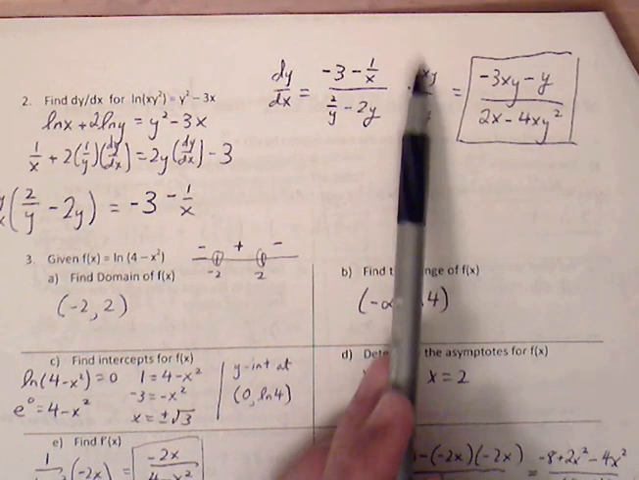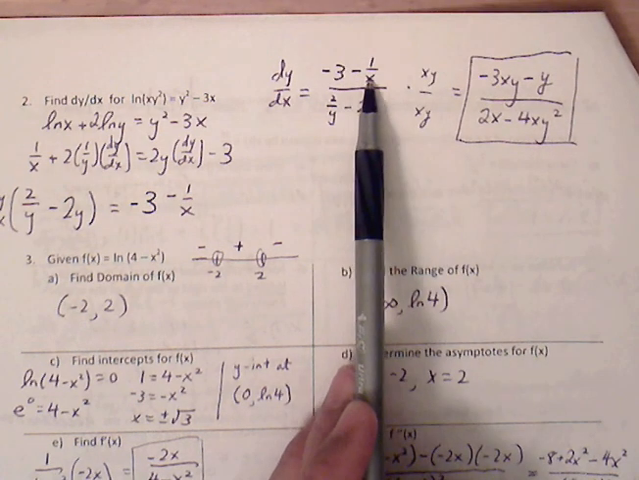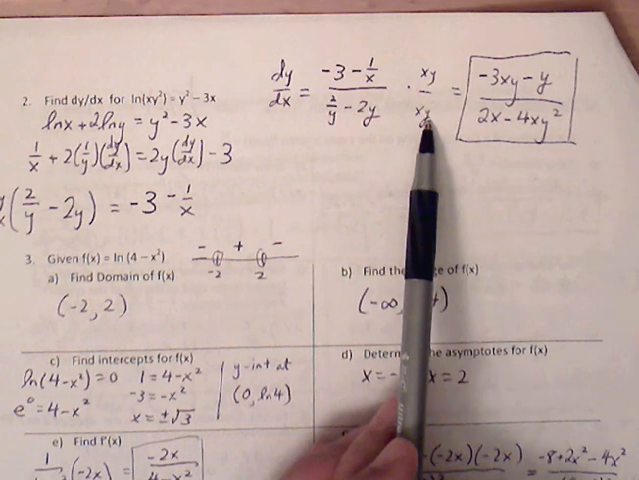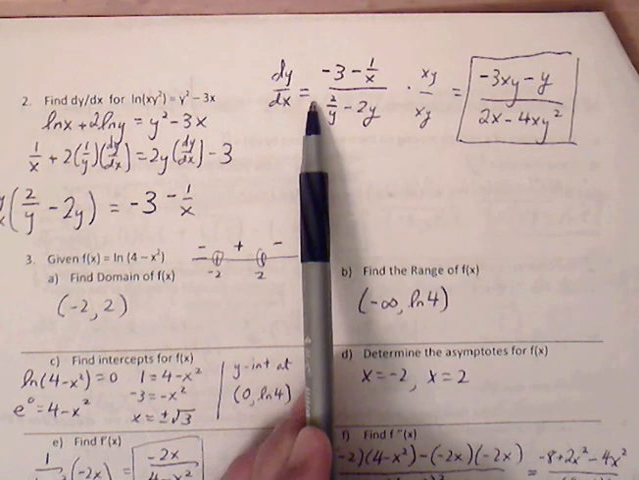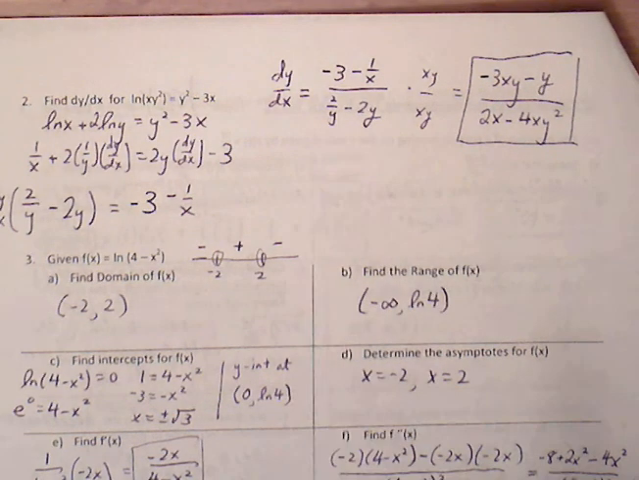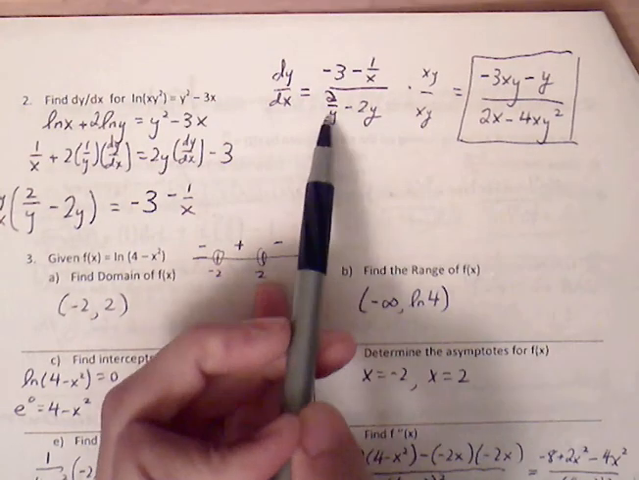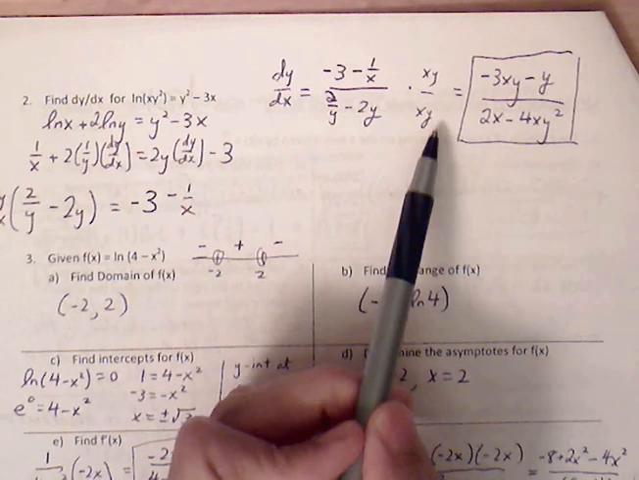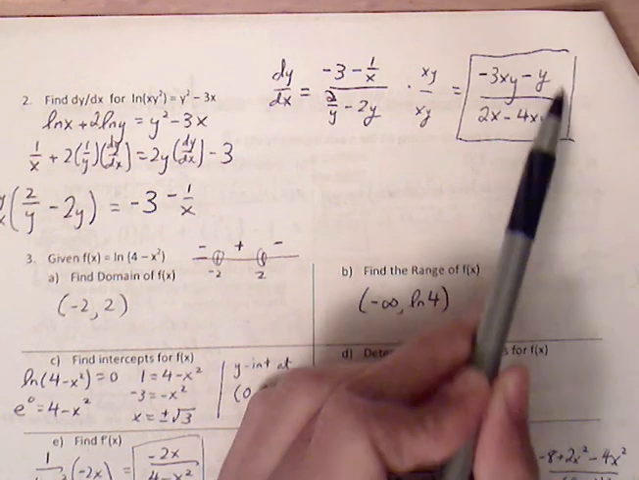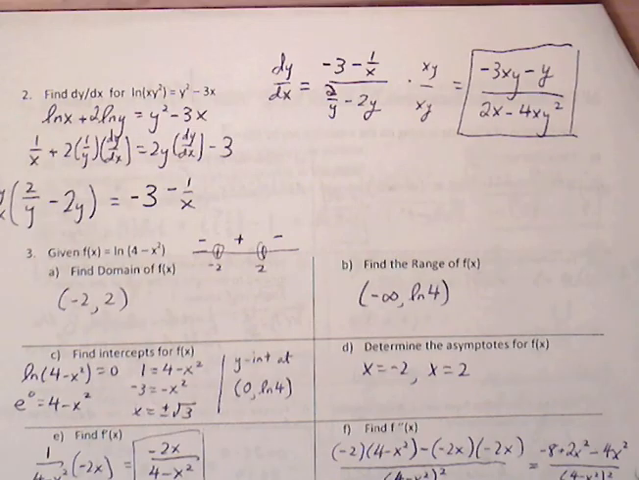So xy, distribute the xy through to negative 3, we get negative 3xy. Distribute the xy through to the negative 1 over x. The x's will cancel out, but the y will be left over. Distribute the xy through to the 2 over y. The y's will cancel out, sorry, this is a 2 here, not an x. So y's cancel out, 2 times x is 2x. And then multiply the xy with the 2y, we get 4xy squared. Okay, so this is a little bit cleaner form of our derivative equation.